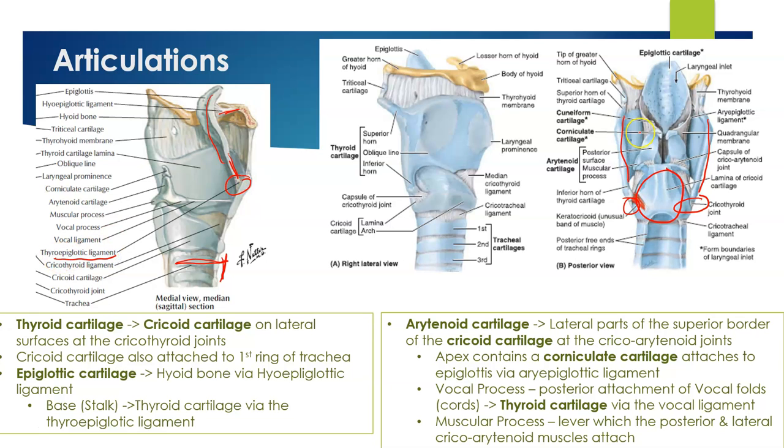The arytenoid cartilages articulate with the lateral parts of the superior border of the cricoid cartilage. They are attached via these cricoarytenoid joints on either side. Your vocal process, which is the anterior portion of the base of the arytenoids, is attached to the thyroid cartilage via this vocal ligament.